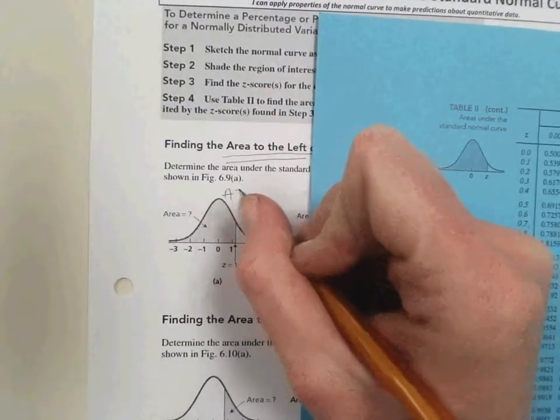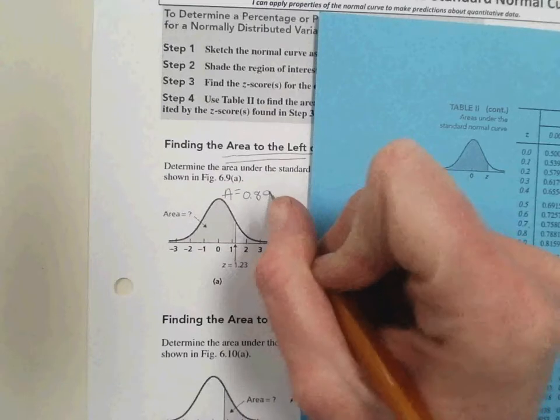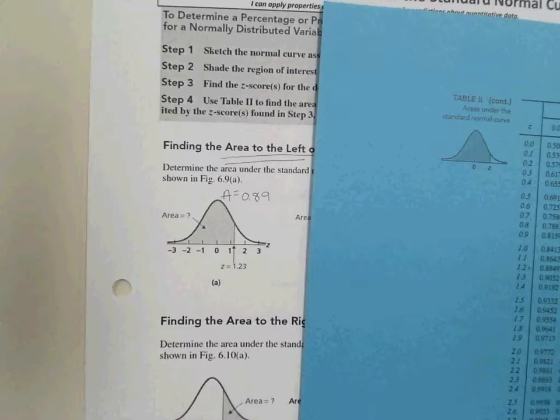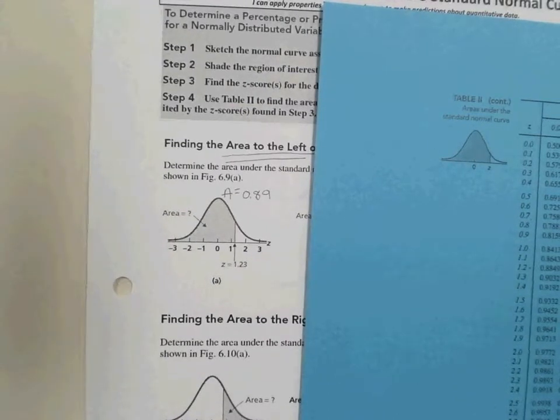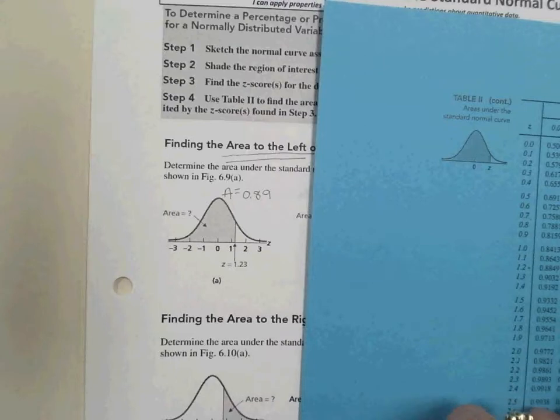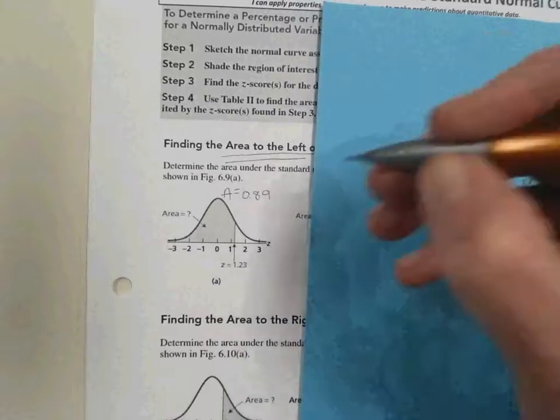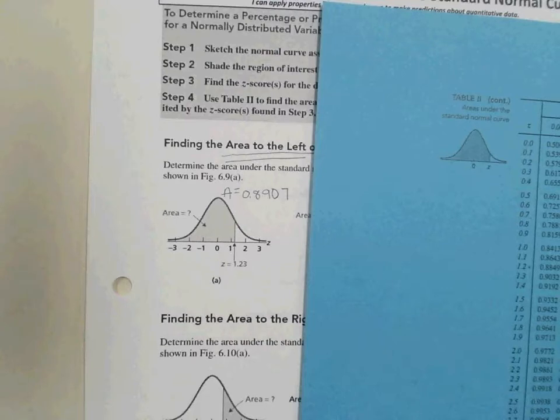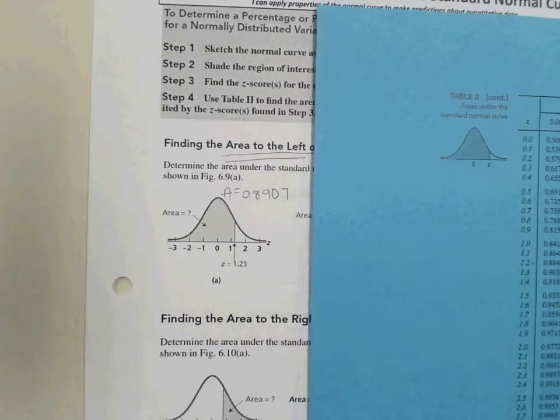So the area to the left is 0.8907. That's the area, which is associated with the probability of finding an observation in that shaded region. So it would be an 89.07% chance that we would find a data point in that region.